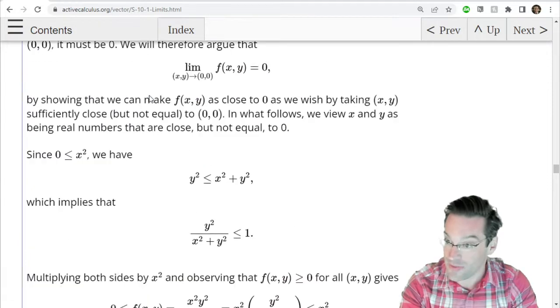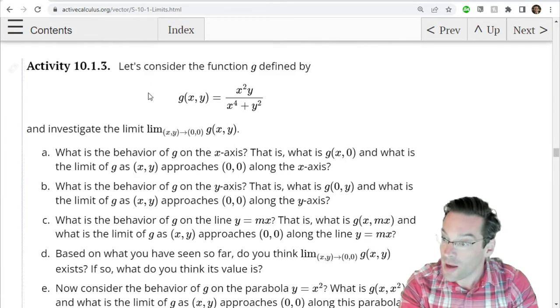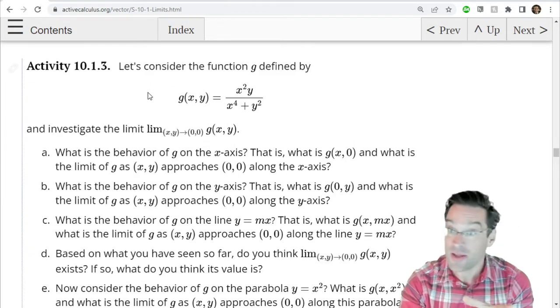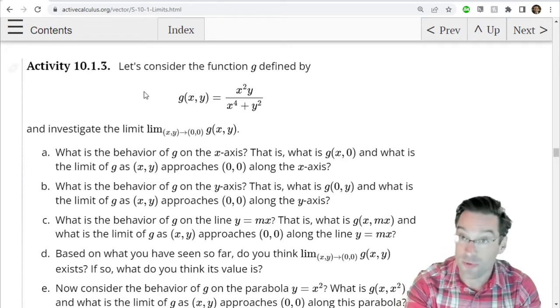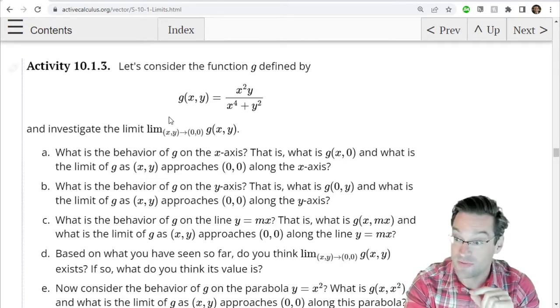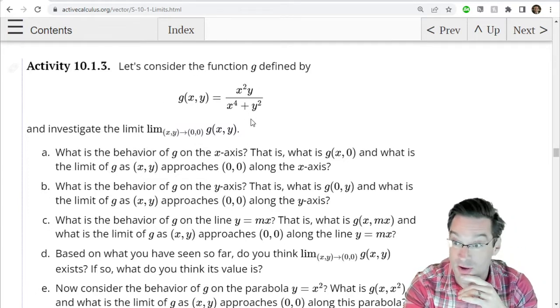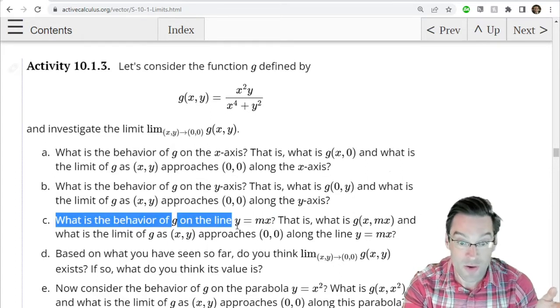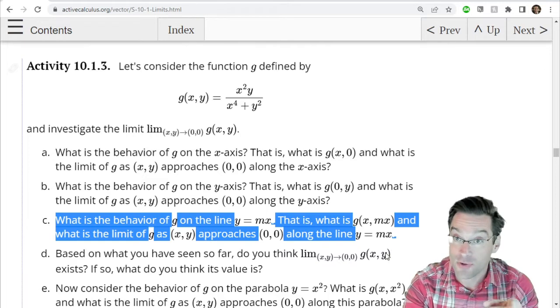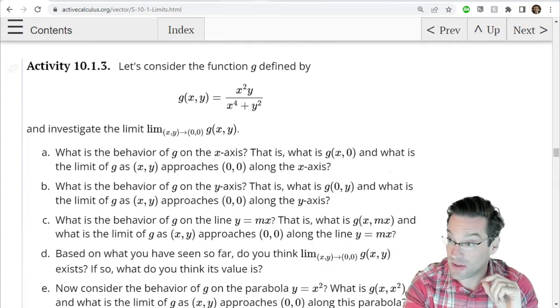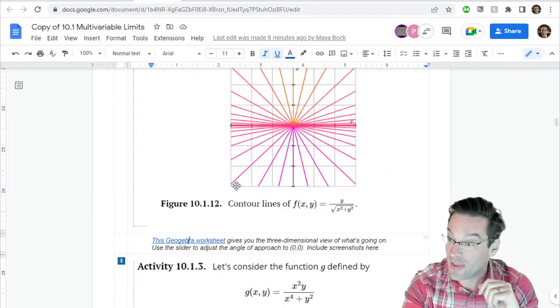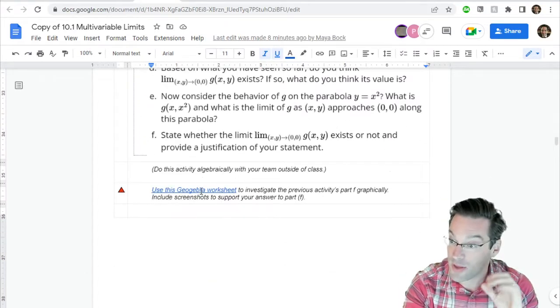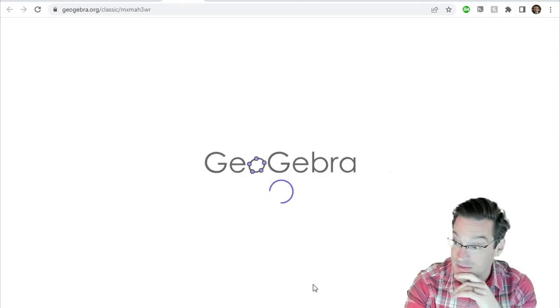And this last activity for the day actually gets us to investigate that question. So this is activity number 3 in this section. And I'd like for us to do this just graphically, but again, it would be good for you and your team to work on the algebraic investigation of this outside of class. So here is our function, x squared y over x to the 4th plus y squared. And they are leading us through the question, what happens if we approach the origin along a straight line with an arbitrary slope, and then see if the behavior predicted by those straight lines is enough for us to guarantee that this limit exists.